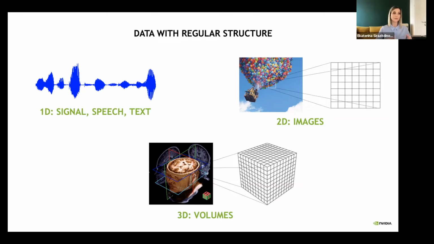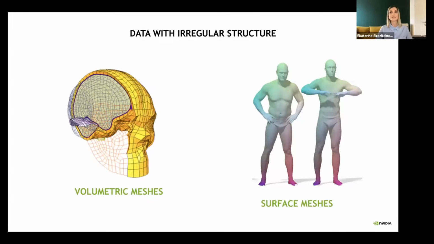If you're familiar with deep learning, you know that convolutional neural networks are very good at handling this data with regular structure. However, in this world, there is so much data which doesn't have a regular structure. Here are a couple of examples of data with irregular structure. We can have volumetric meshes or surface meshes, for example, and all these are represented through different nodes and different edges. The number of connections between elements in these data structures might be different. So this data has irregular structure.